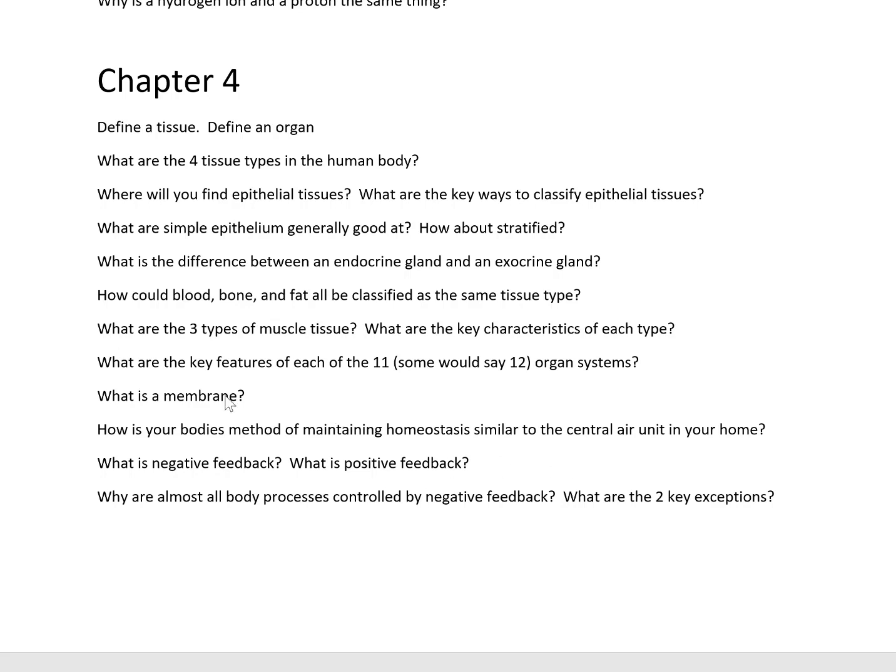All right. What are the key features of each of the 11, or some would say 12 organ systems? The reason I say that is because I like to separate the male and female reproductive systems. They're so different. So that if you do that, there's 12. But every human has 11 organ systems. Key features, again, I won't walk through them all right now.